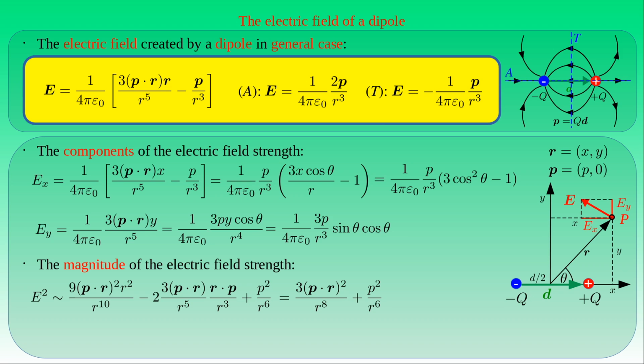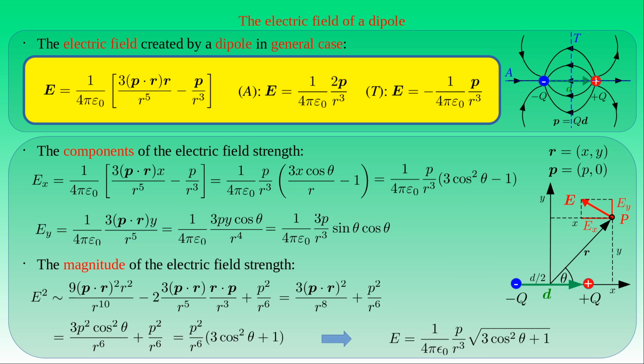Since the dot product is equal to p times r times cosine theta, we have 3 times p squared times the square of cosine theta over r to 6 plus p squared over r to 6. We can factor out the ratio of p squared to r to 6, and we obtain p squared over r to 6, times 3 times the square of cosine theta plus 1. Then the magnitude of the electric field of a dipole at an arbitrary point is given by 1 over 4 pi times epsilon naught, times the square root of 3 times the square of cosine theta plus 1.